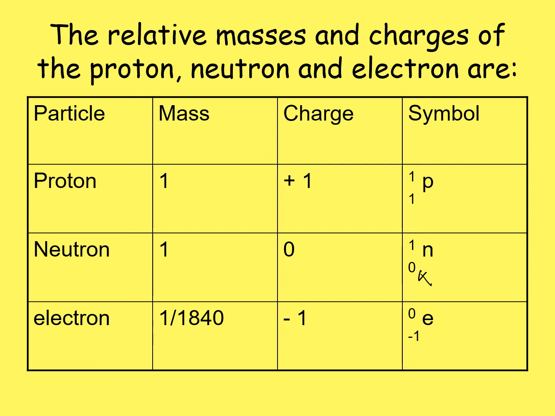The electron is much smaller than the neutron and the proton, and we see that the electron most often is shown with a lowercase e. Its mass is approximately 1 divided by 1,840th of the mass of a proton or a neutron, so much smaller. Its relative charge is -1. It has the same value of charge as a proton, however it is opposite. And its symbol is 0 over -1, e.